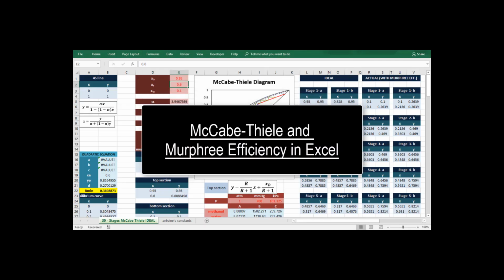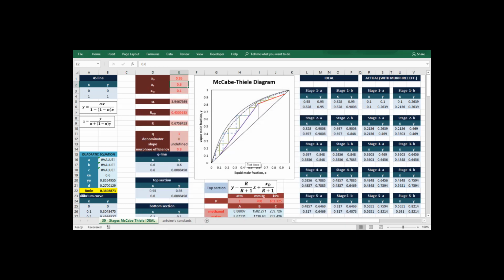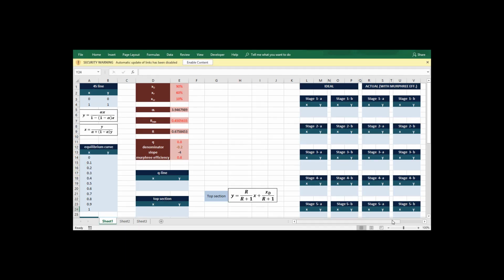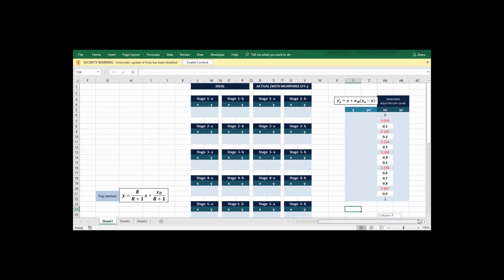Good day, everyone. Today, we will apply McCabe-Thiele with Murphree efficiency in Excel. Basically, what we are going to do here is put a lot of lines in one plot. I already had this format prepared so I can easily input the data and plot it.